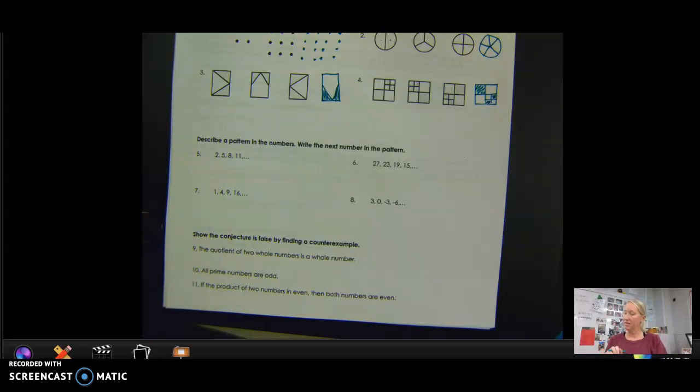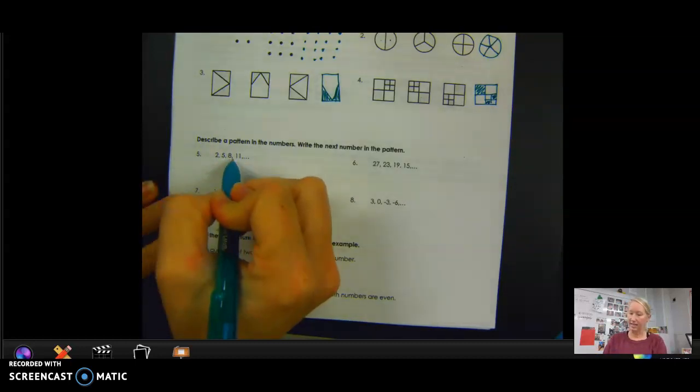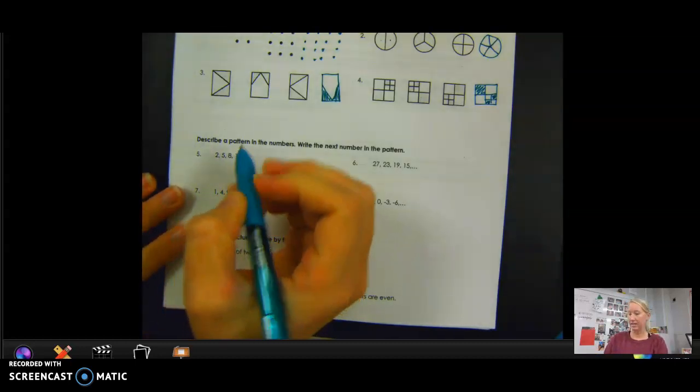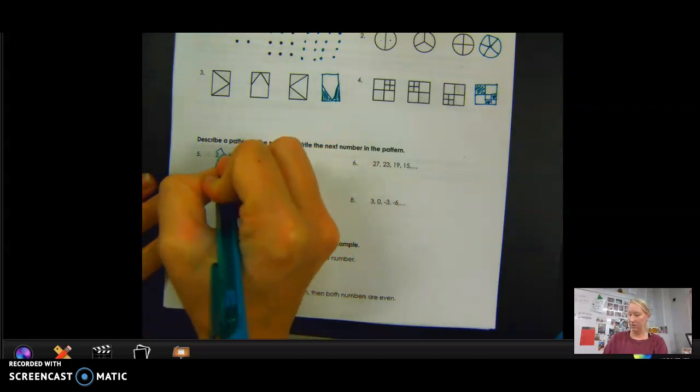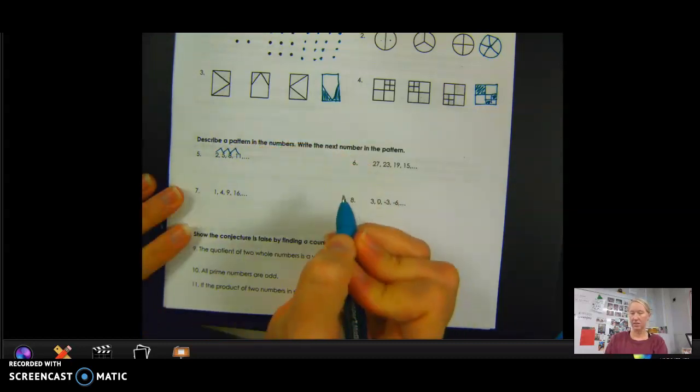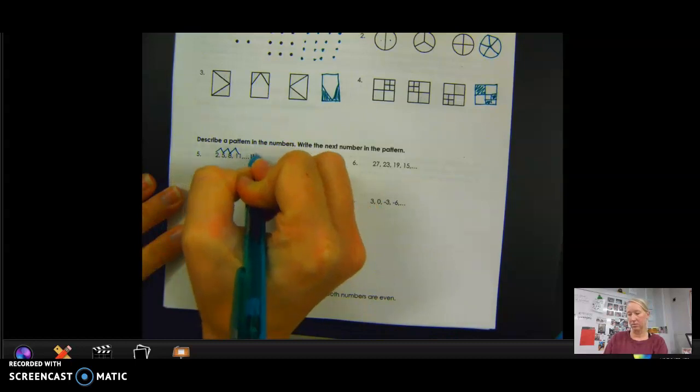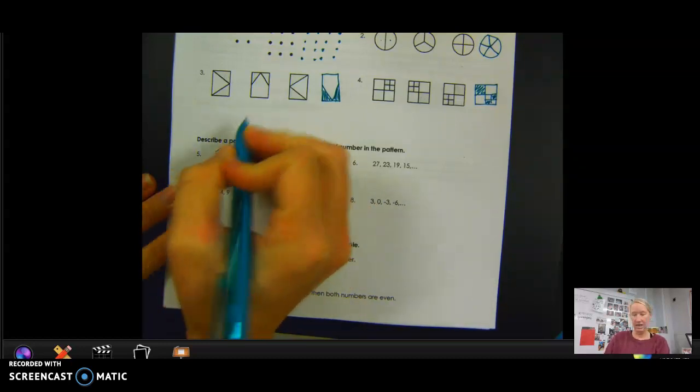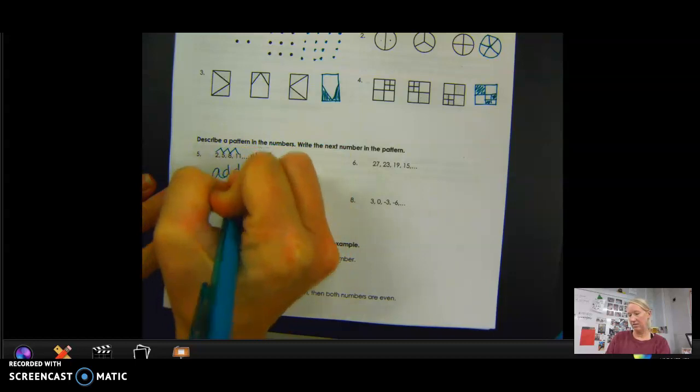Describe a pattern in the numbers, write the number next to the pattern. Okay, so we go from 2 to 5, 5 to 8, 8 to 11. So what is happening there? What do you notice here? They're increasing by 3 every time. So then the next one would be 14, then 17. And then I would write down add 3.